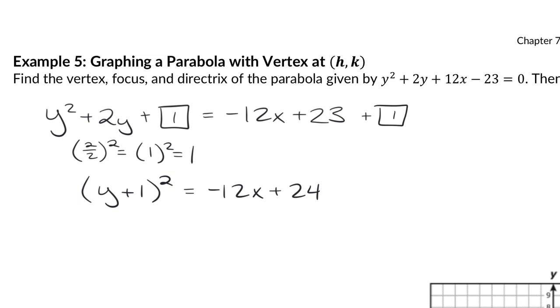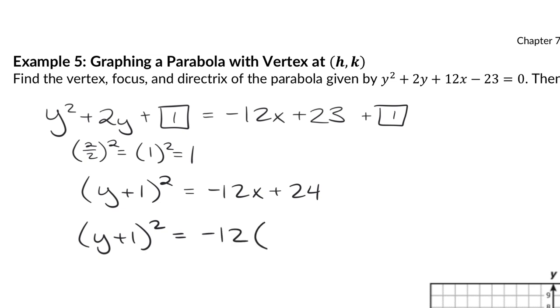We are so close to having this look like standard form for a parabola. But typically, I'm not going to have an x with a number in front of it. I'm going to have an x by itself inside of a parentheses. So that means I need to take the GCF of the right-hand side. What do negative 12 and 24 have in common? Yeah, we're going to make that negative, though, so that the x term becomes positive.